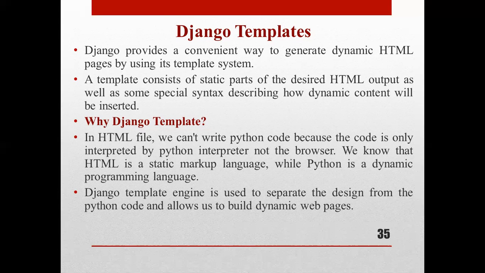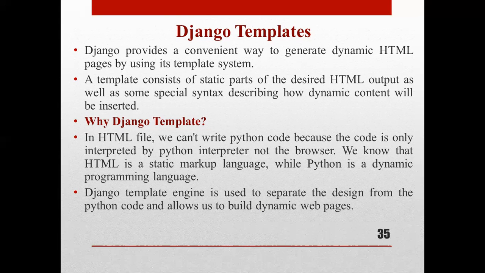And that HTML file is run on the browser. Here we cannot write Python code in that HTML file, because that code is only interpreted by the Python interpreter. So we know that HTML is a static markup language while Python is a dynamic programming language.